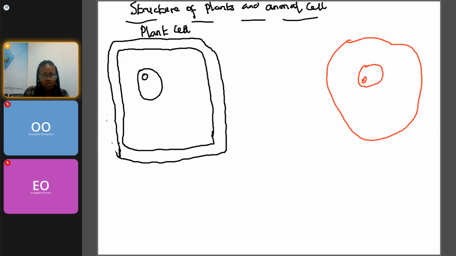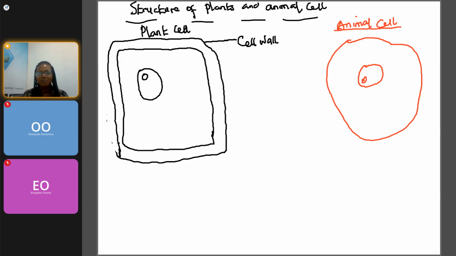Okay, so to start with the labelings now, you see this structure in plant cell, the outer wall is called cell wall. Cell wall. Okay, and what is the function of the cell wall? Like I said earlier, we are going to be drawing both plants and animal cell at a time, and we are going to be labeling them together at a time to manage the time we have. So I want you to pay attention. Okay, so this is the cell wall. What is the function of the cell wall?